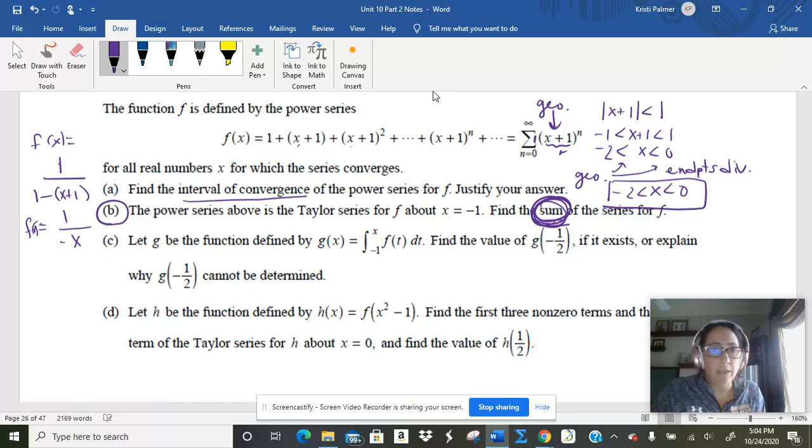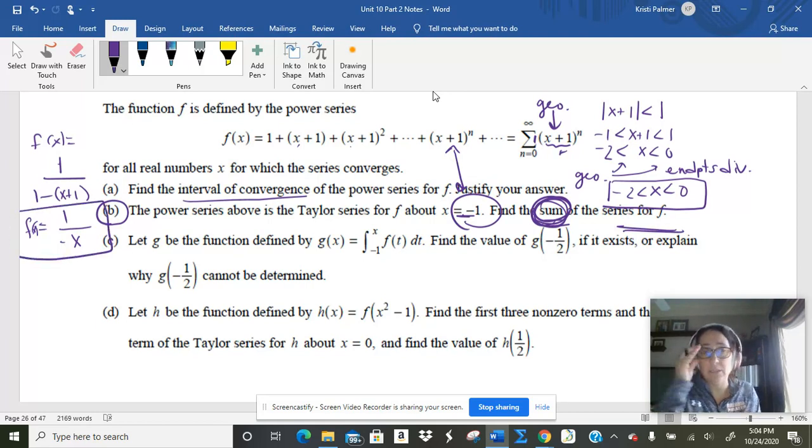And it wants me to plug in, what did it say? I'm looking. No, that's all. It didn't want me to plug in anything. It just wanted you to find the sum of the series. It just says that's where I'm centered. So that's good, and that is all we have to do on B. It just wants the sum. And if it wanted any x, then I could plug it in.